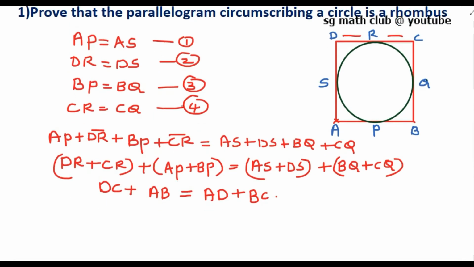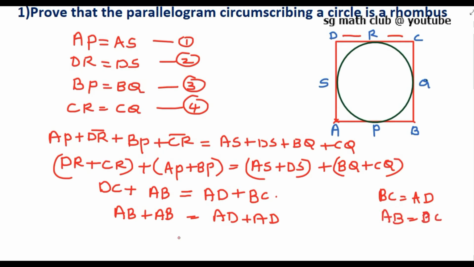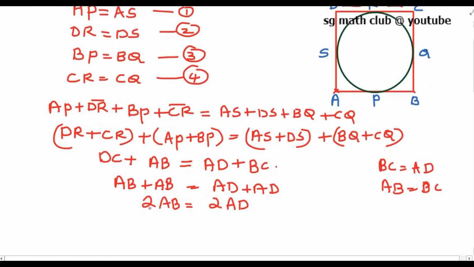Now here they have given a parallelogram instead of a quadrilateral, and we know that opposite sides of the parallelogram are equal. So instead of DC, I can write AB, AB plus AB, and instead of BC, I can write AD because opposite sides of the parallelogram are equal, so BC is equal to AD and AB is equal to DC. Now 2AB is equal to 2AD. That means AB is equal to AD.